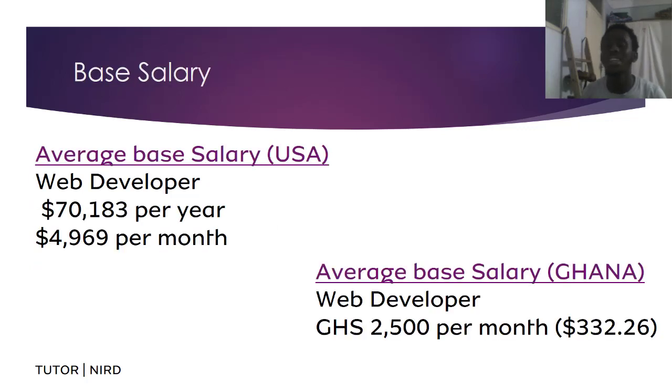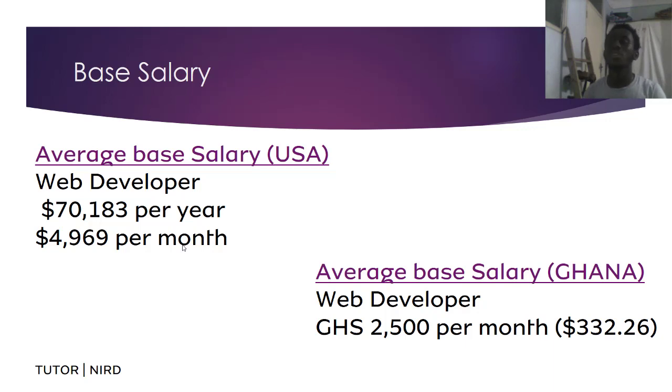Let's look at it. That is the average base salary of a web developer in the United States and the average base salary of someone in Ghana. If you look at it very clearly, you can see that a web developer in the United States takes around $70,183 US per year. That is the average base salary. Let me talk about what a base salary is. A base salary is something like a minimum, the least amount of money you expect a web developer to take. So a base salary for, let's say, a mechanic, is the least amount of money we generally know that a mechanic actually takes.